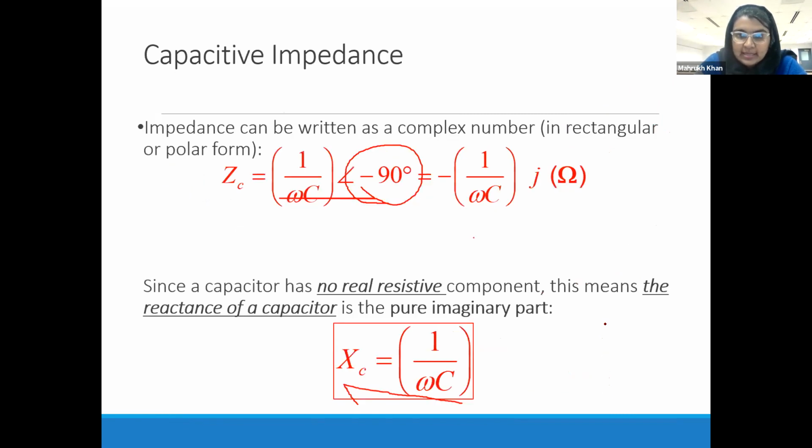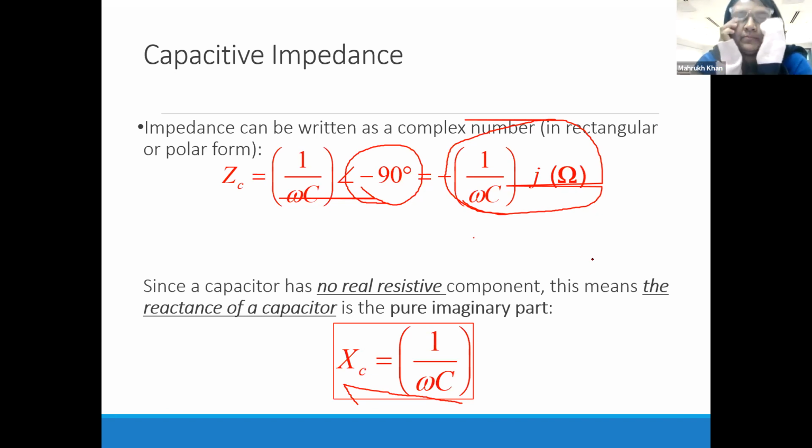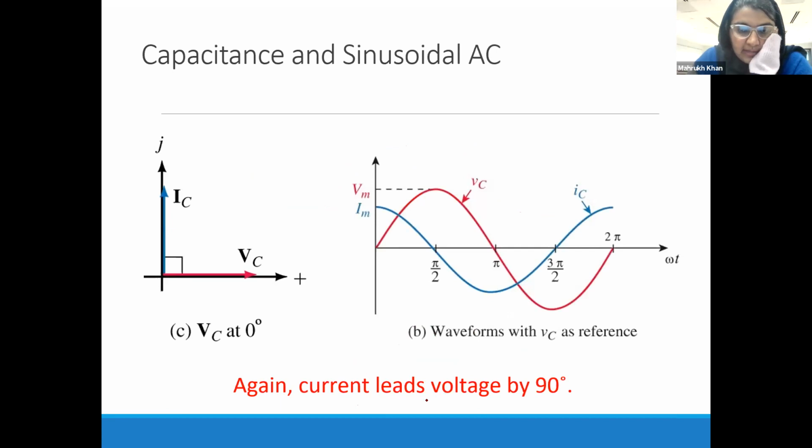So you will have here minus j over omega C, because cos minus 90 is 0, but sine minus 90 is minus 1. So if you are putting it as A plus jB, it should give you minus j over omega C. Sounds good? Okay, so this is your capacitor. In this case also you are seeing that current is leading voltage by 90 degrees.